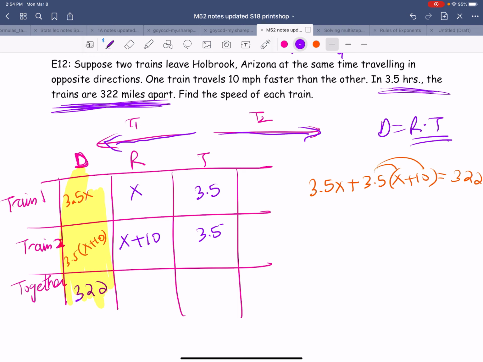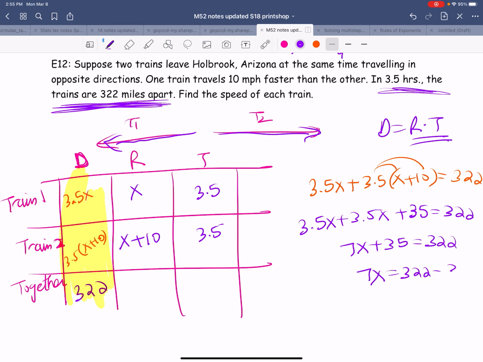Okay, distributive property here. So 3.5x plus 3.5x plus 3.5 times 10 is 35 equals 322. 7x plus 35 is 322. 7x is 322 minus 35. 322 minus 35 is 287. 7x is 287. And 287 divided by 7 is 41. x turns out to be 41.